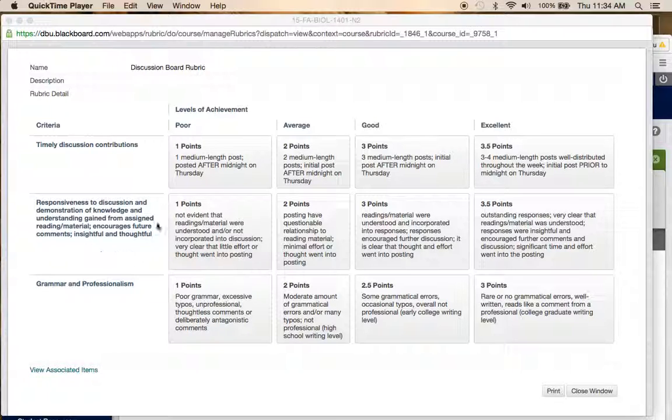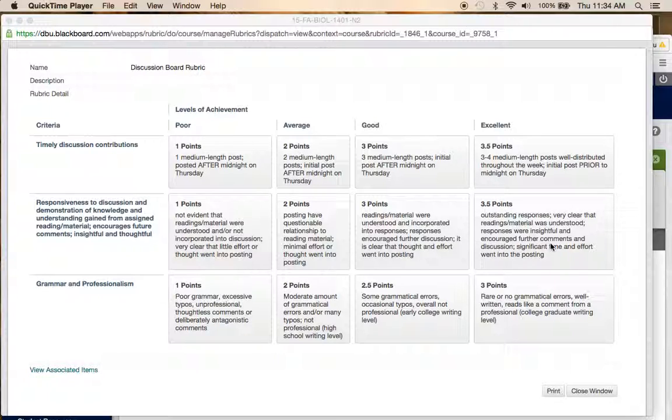The next criteria is responsiveness to the discussion and demonstration of knowledge and understanding gained from any assigned reading materials or any research that you've done on your own to answer the post. And your contribution should encourage comments, it should be insightful and thoughtful, and really it should just be an interesting contribution to this class discussion.